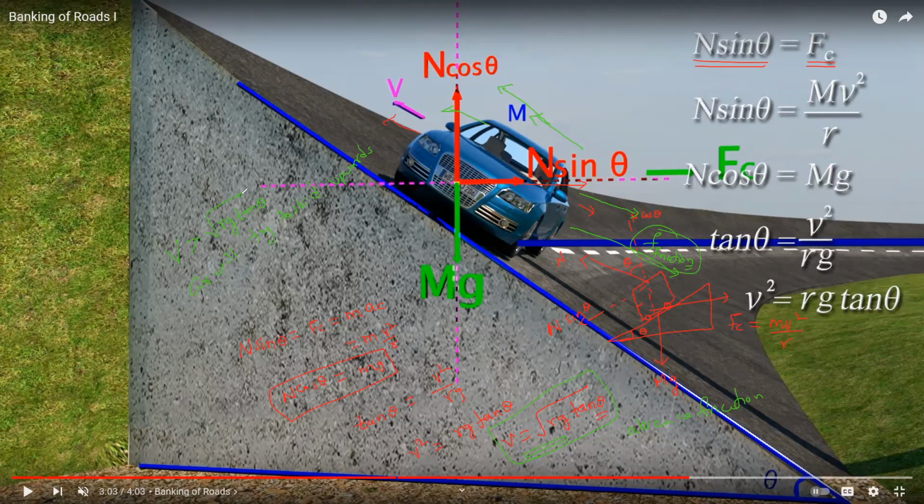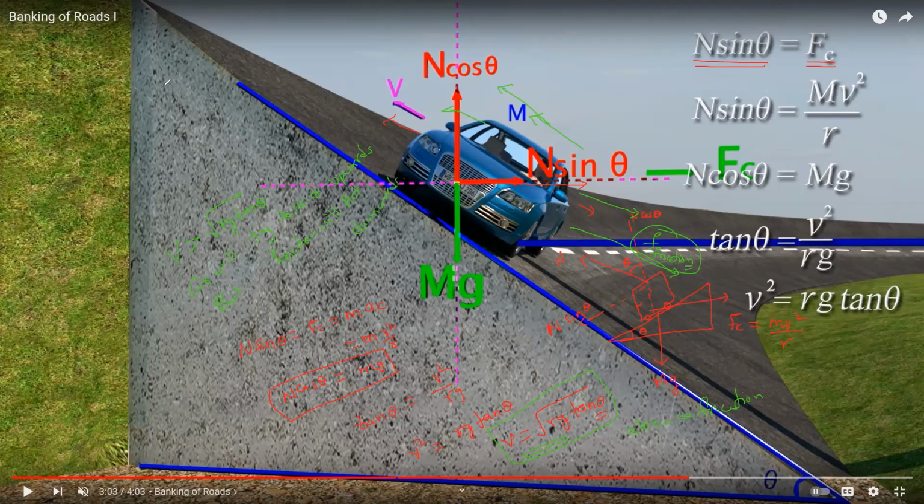So if V is greater than root over Rg tan theta, the car will try to skid upwards, but the frictional force will act in what direction? Everybody? Downward. Yes, the friction will act in the downward direction.